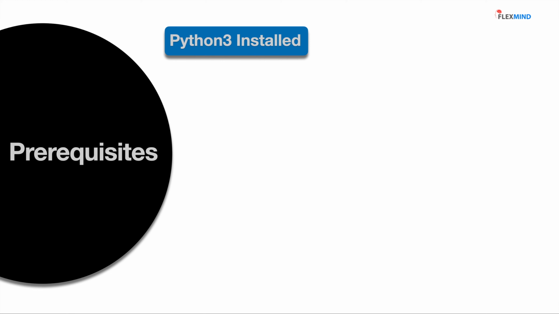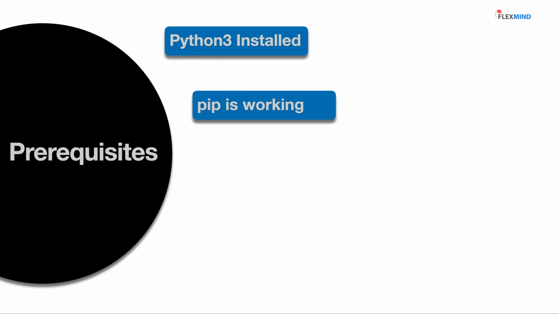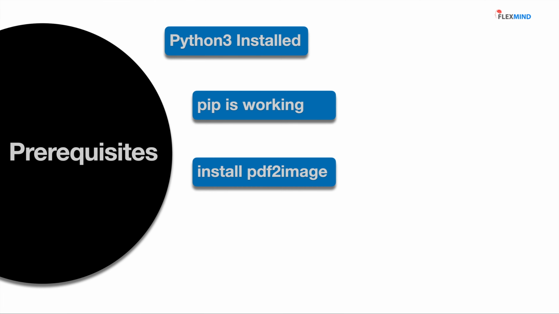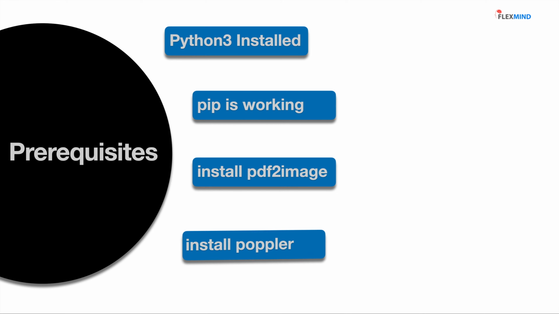So what are the prerequisites before I start writing that code? Well, Python should be installed. Python 3 is preferred, and pip should be working. And you have to install pdf2image. This is the module that we will use to convert PDF to image. But this module has a dependency on the pdftoppm package, which requires poppler to be installed on your machine. So we will have all these four, and then we'll write the code. Now without further delay, let's go to the code.